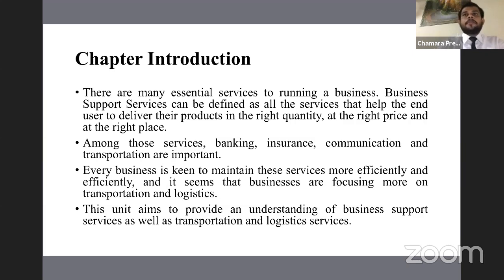Now, basically, when we define what business is, business always identifies customers' needs and wants and develops products and services in order to satisfy those requirements and needs by expecting a profit in return. So in that process, once they produce a product or service, in order for them to transfer that product or service to the customer, there are various services involved in between these two ends, right?